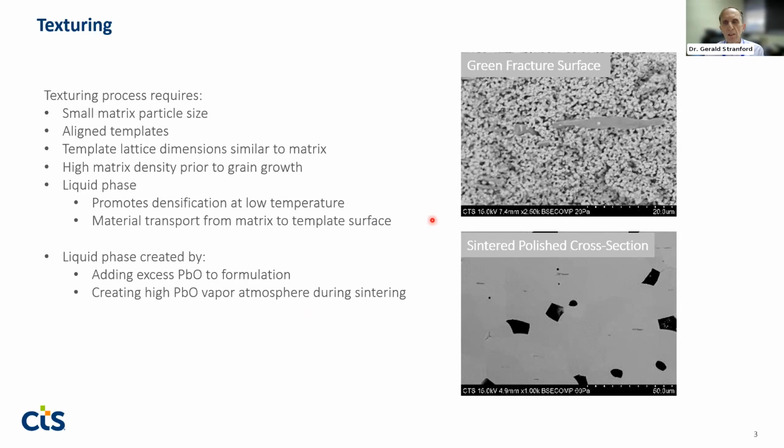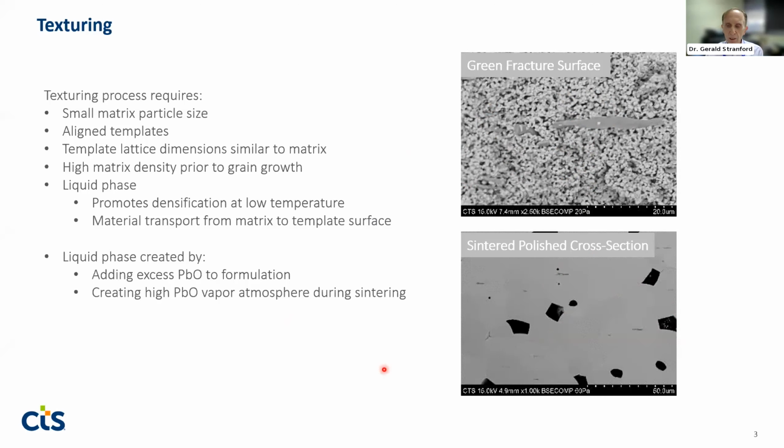Over here on the right, I just show a couple of micrographs similar to what Mark was showing. We see the template and the fine grain matrix. This is just a green fracture surface here. And then following sintering, we see a relatively dense microstructure. These short, dark lines here are the templates, and the grains have grown around them. The darker areas are porosity in the material.